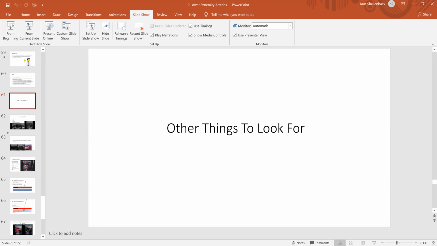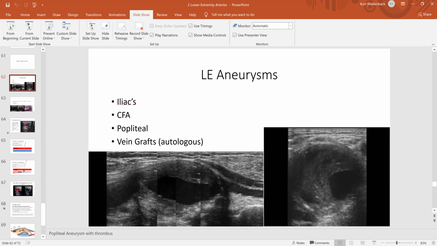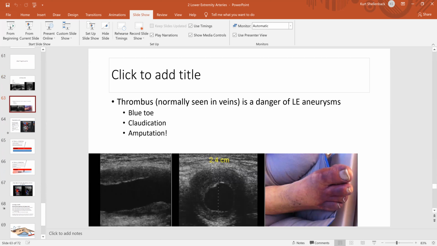Other things to look for. Okay, we're almost there, guys. Aneurysms: lower extremity aneurysms, iliacs, common femoral, popliteal. Aneurysms can cause problems. They can cause blue toe or trash foot. Fun.